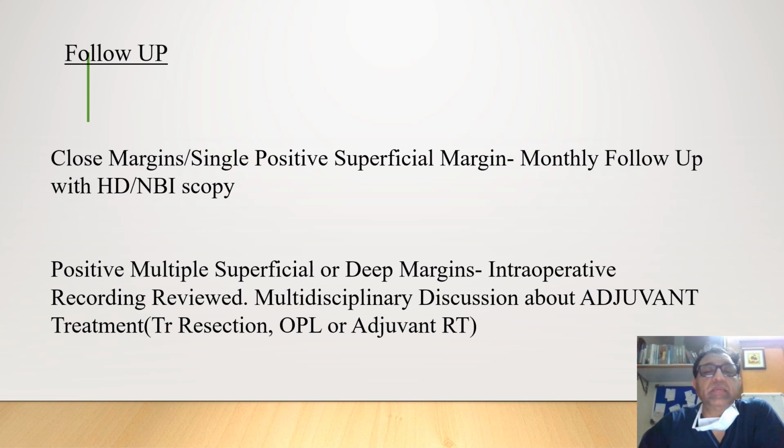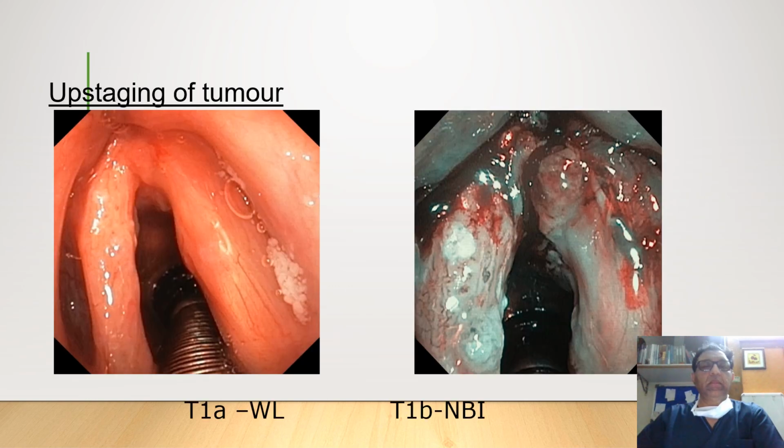For close margin or single positive margin, monthly follow-up with high-definition NBI scopy is a must. For positive multiple superficial or deep margin, the intraoperative recording is reviewed, and the patient goes back to multidisciplinary discussion at the tumor board, to decide between a second laser, adjuvant radiation treatment, or open partial laryngectomy. Using NBI in perioperative assessment helps in upstaging of the tumor.